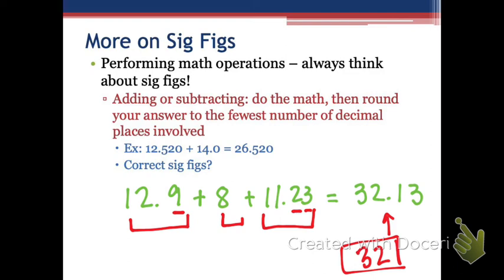Does it matter if we round before that? Do the math first, then round. Yep. Do the math first, then round. Because something here could have caused that to round up to 33. But if I had dropped digits first, it could mess with things. So I would say do the math first, then do your rounding.